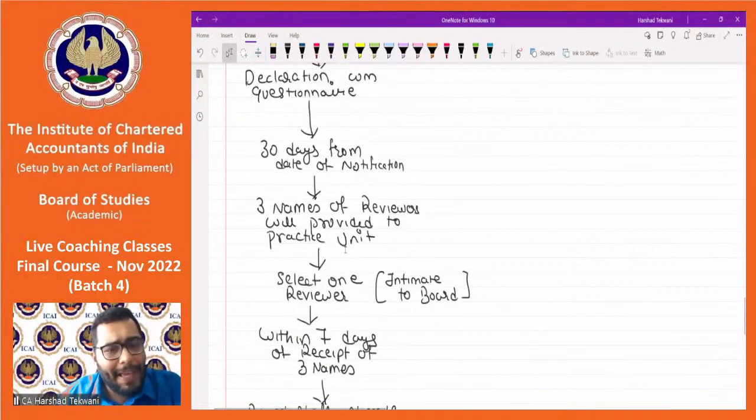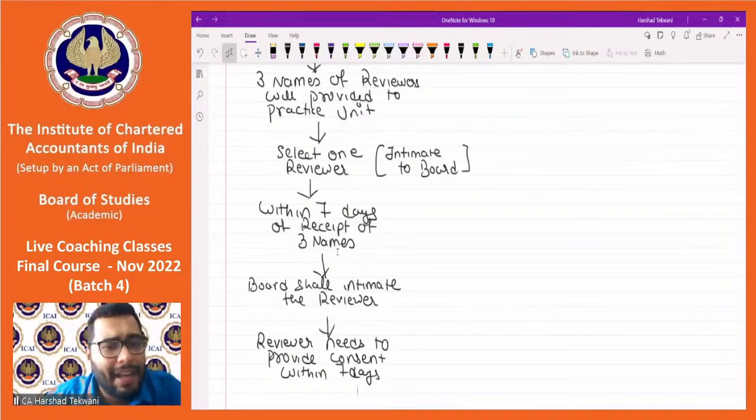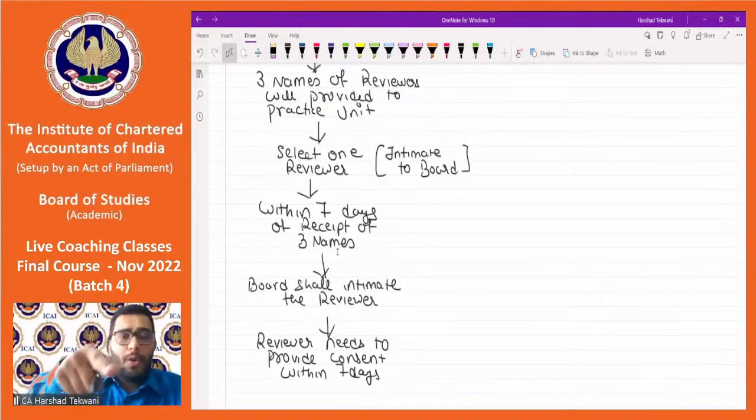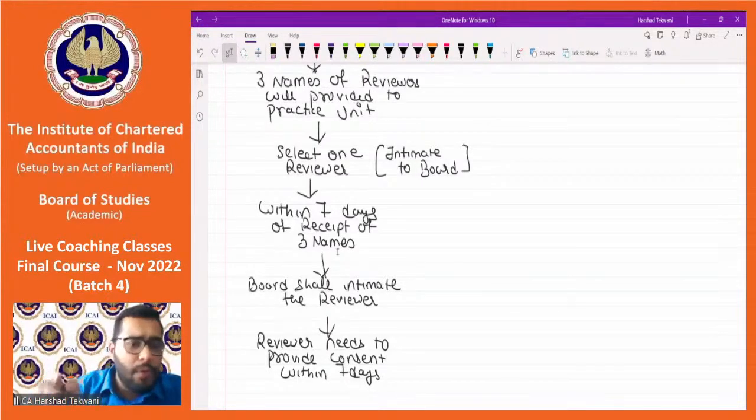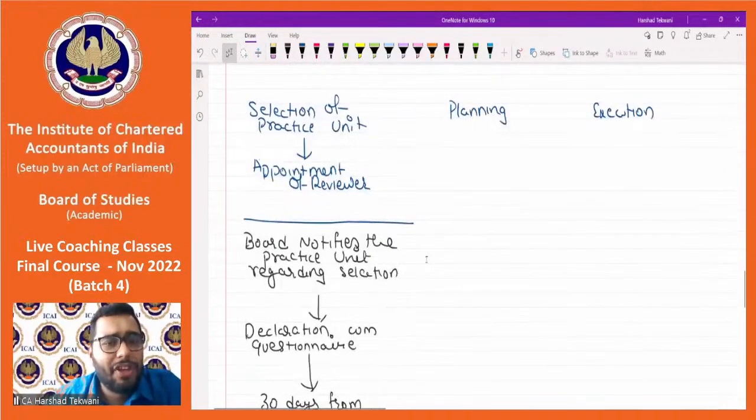After that, 3 names will be given to the practice unit. The practice unit needs to select one reviewer's name and intimate the board within 7 days. Afterward, the board will intimate that reviewer that you are selected, and that reviewer needs to provide consent again within 7 days from the date of intimation by the board. Okay. So that is the first process: selection and appointment of the reviewer.